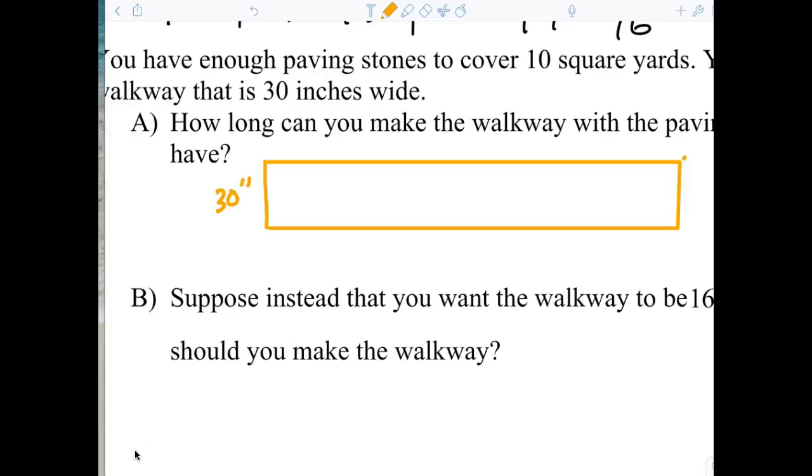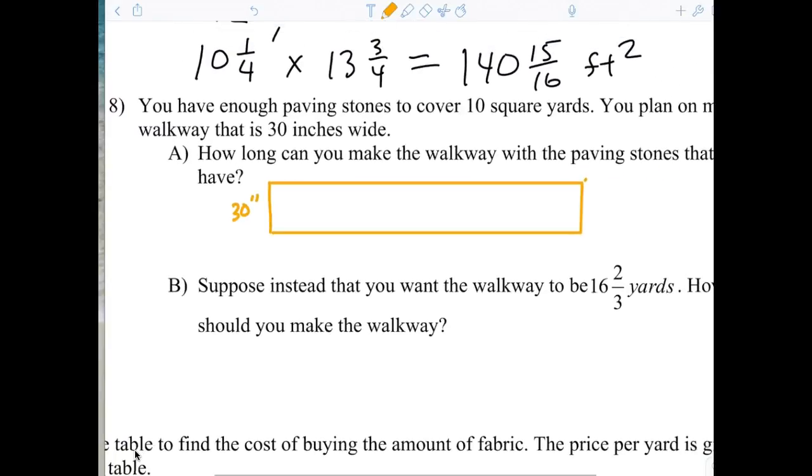Inside, though, the area is going to be 10. 10 what, though? 10 acres? Square yards. Stay with me now. It's 10 square yards. So everybody from yesterday should be able to tell me we have a problem. What is the problem right off the bat? We're looking for this length right here, but what is the thing that's causing a problem? Yes, they're different units of measure.